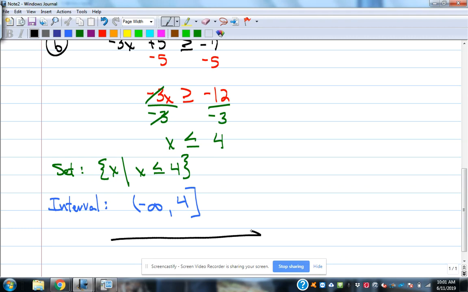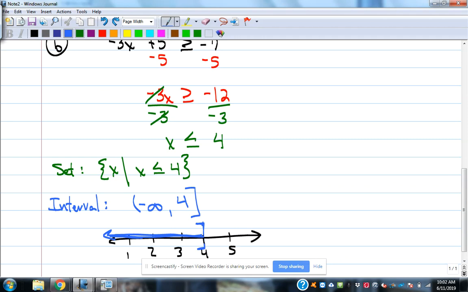On the number line, I'm going to do the same thing. I'm going to put a square bracket on the 4, but it's going to open to the left because I'm going less than. So the graph got the square bracket on it, going to the left.